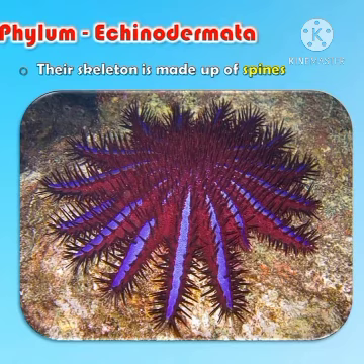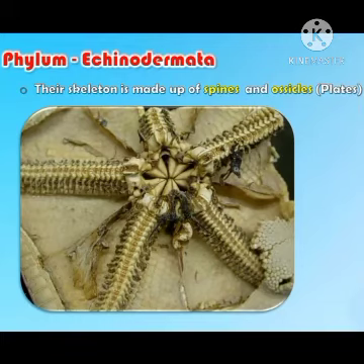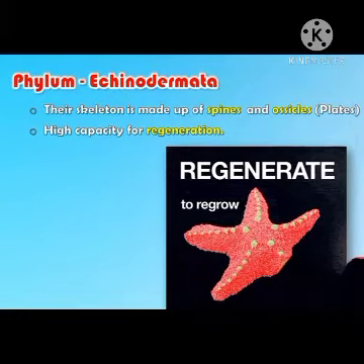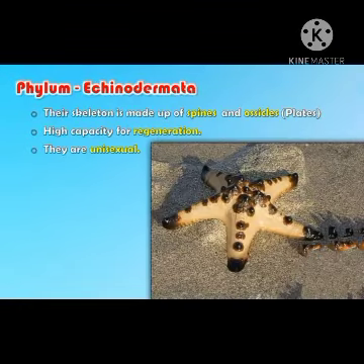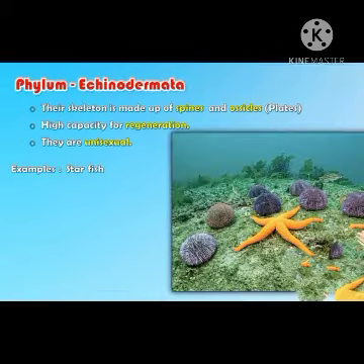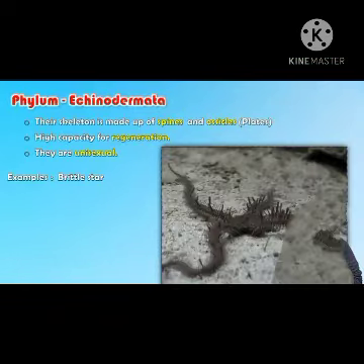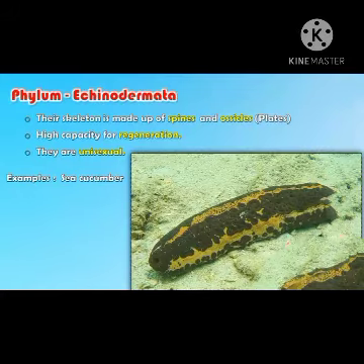Their outer body is made up of spines. Also, the internal body consists of bony plates, which are called ossicles. Ossicles are made up of calcium carbonate. They show high capacity of regeneration. They are unisexual. Example: starfish, sea urchin, brittle star, sea cucumber, etc.